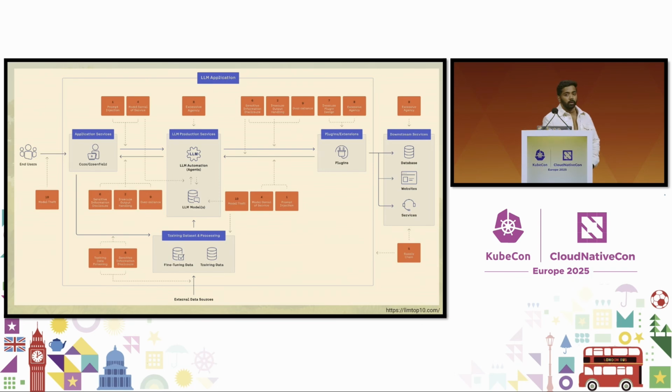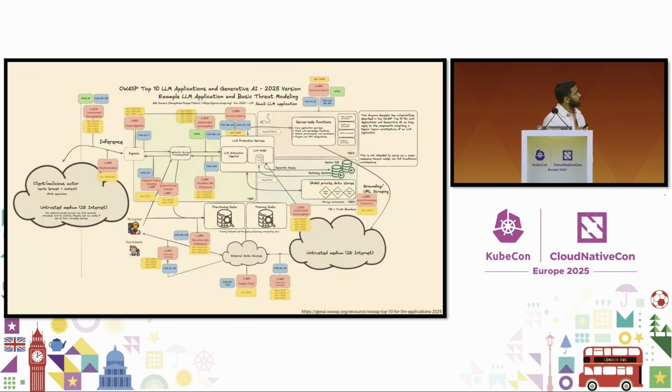And this is the OWASP Top 10 diagram they have released, which talks about every aspect of it. And this is the continuation of it. It talks about data training as well as data deployment, the OWASP Top 10 security concerns.